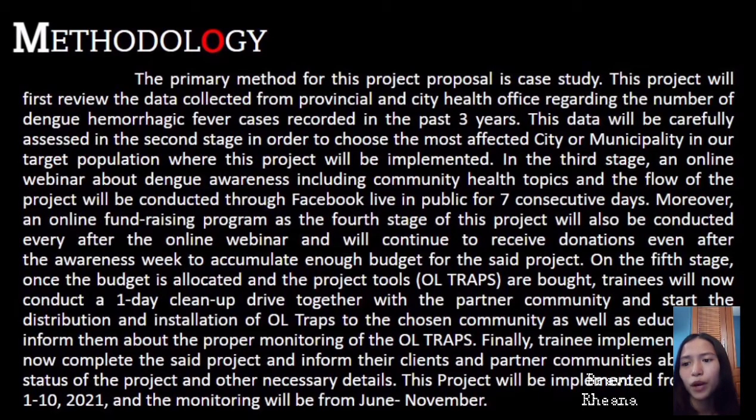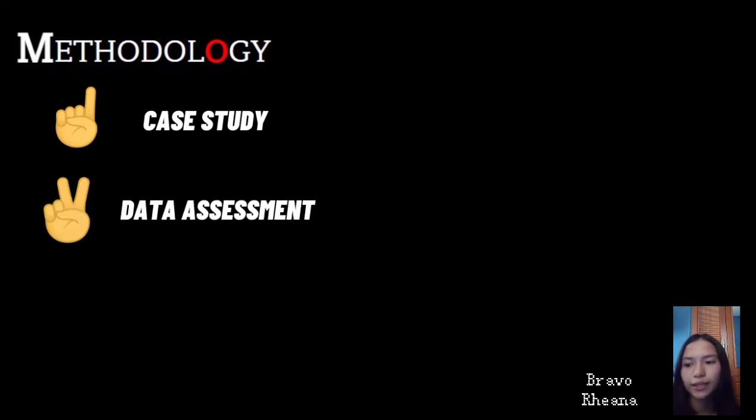Methodology. The primary method for this project proposal is case study. This project will first review the data collected from provincial and city health office regarding the number of dengue hemorrhagic fever cases recorded in the past 3 years. This data will be carefully assessed in the second stage in order to choose the most affected city or municipality in our target population, where this project will be implemented.